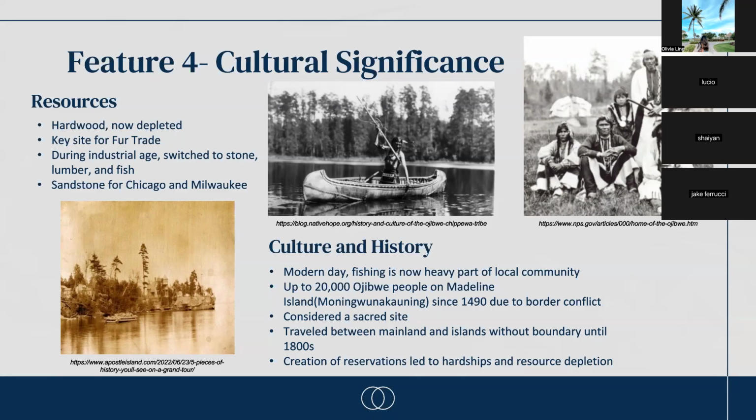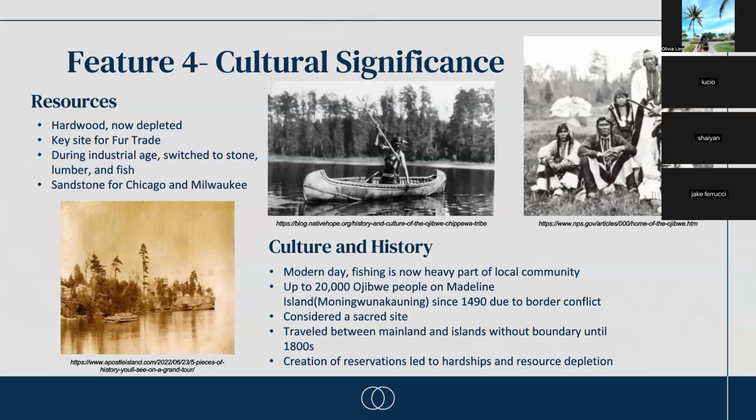After the Great Chicago Fire, a lot of sandstone was also used to rebuild the city of Chicago and was used to build up Milwaukee. As well, there's a large Indigenous history behind it. Up to 20,000 Ojibwe people lived on Madeline Island since 1490 due to border conflicts with the Sioux and Fox peoples, and it is currently considered a sacred site for them.